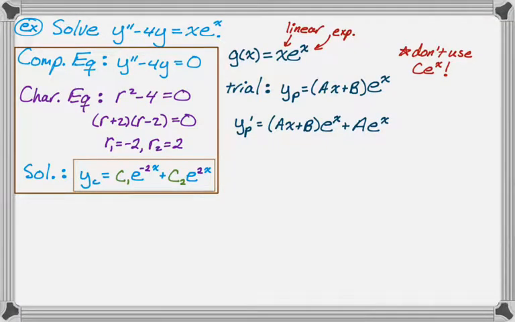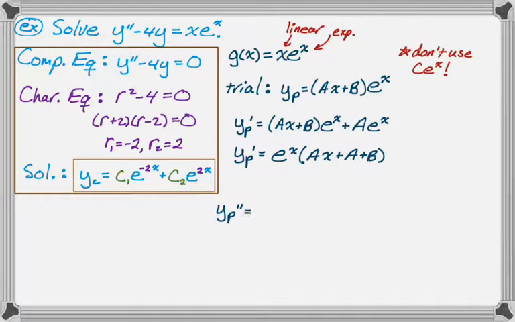Derivative first is just a, so we get a e to the x. This you should definitely factor because it'll make your life a lot easier. So I'm taking out e to the x, and I get ax plus a plus b. All right, now I need to find the second derivative.